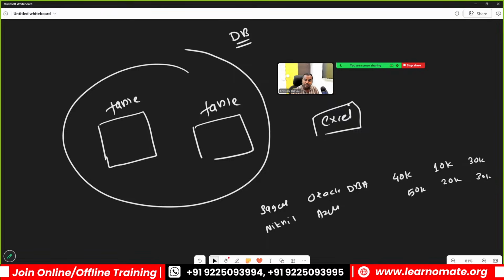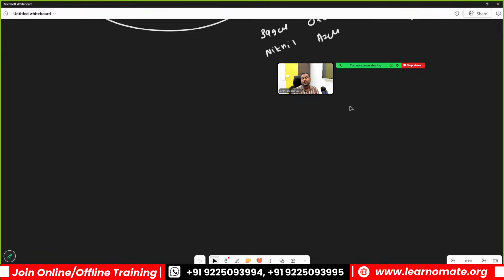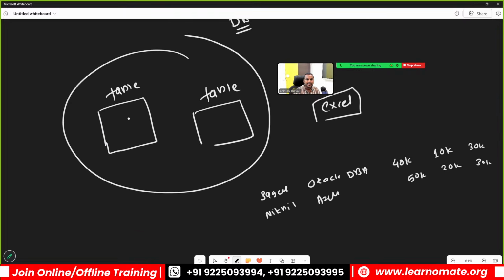So we are going to maintain this information in database tables. I will create one table called student table. In that student table, I will keep his information like student ID, student name, his course, and his fees.